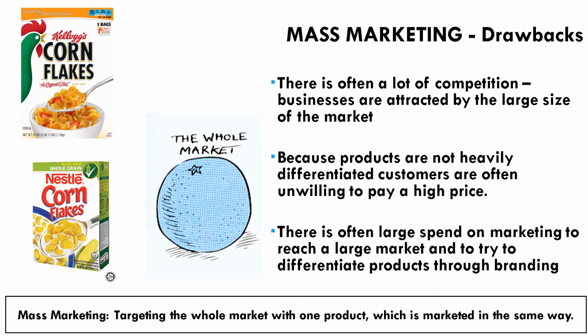A third drawback to mass marketing is that since there is often a lot of competition in the market, businesses often have to spend quite a bit on marketing, firstly in order to reach a large number of customers, and also to try to differentiate their product from substitutes by building a strong brand for their product.